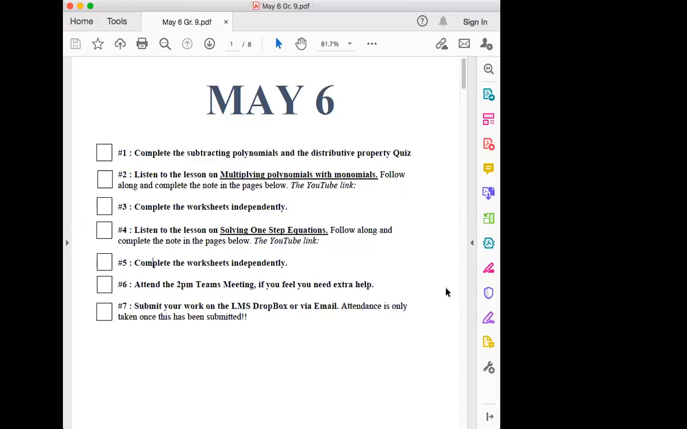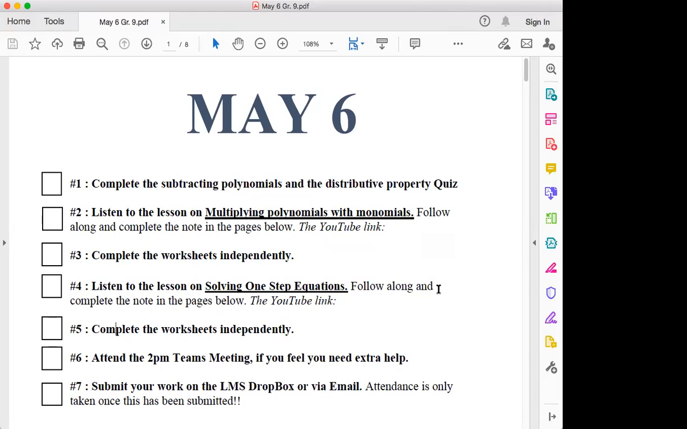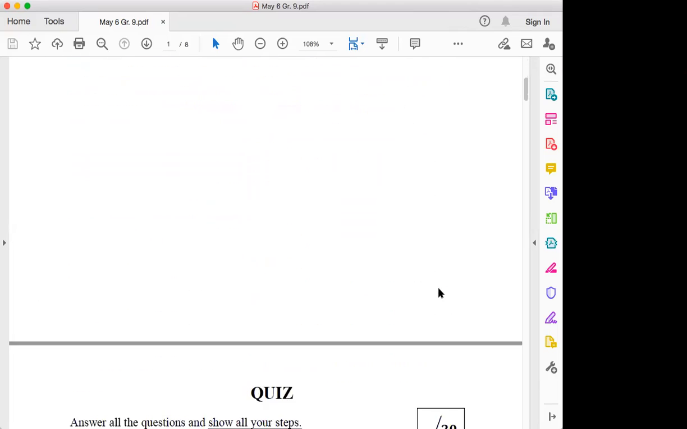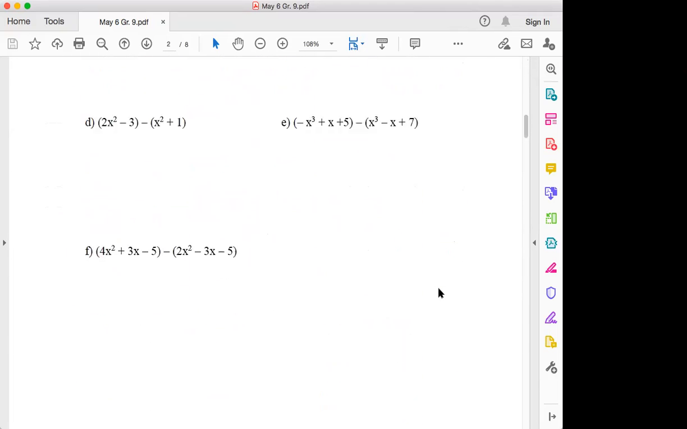Today we are going to start with a subtracting polynomials and distributive properties quiz. Once you're done that, we're going to look at multiplying polynomials with monomials. So just a little reminder that polynomials means that there's more than one or more than three terms with variables and constants. And then monomial just means that there's one term. So here's your quiz real quick.